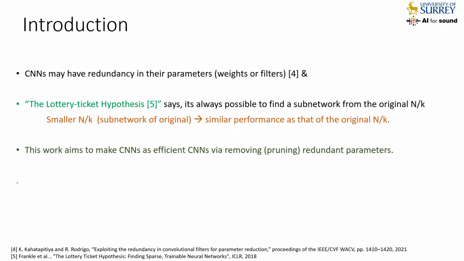In the literature, it has been shown that CNNs may have redundancy in their parameters. For example, the weights or the filters might be redundant. And the existing lottery ticket hypothesis says that it's always possible to find a subnetwork from the original network which achieves similar performance as that of the original network. Therefore, this work aims to make CNNs efficient by removing or pruning the redundant parameters.